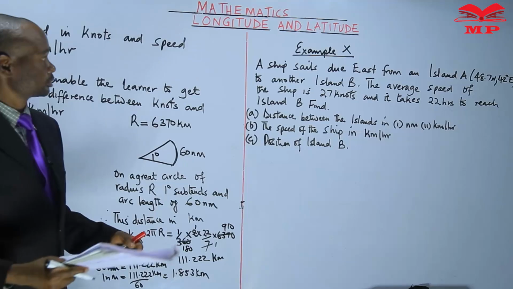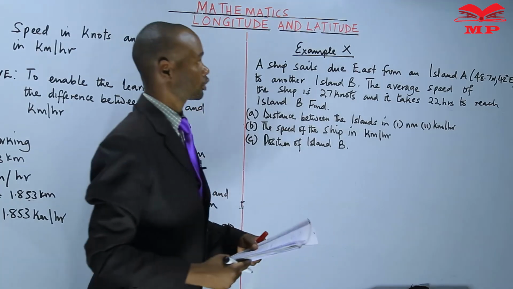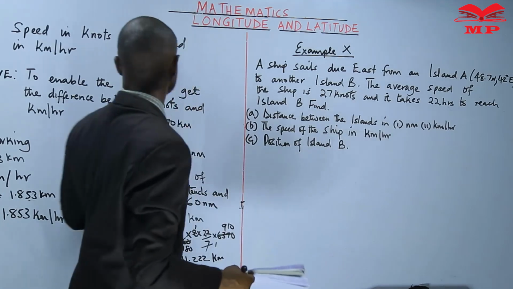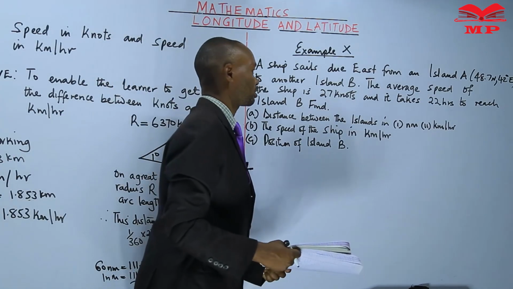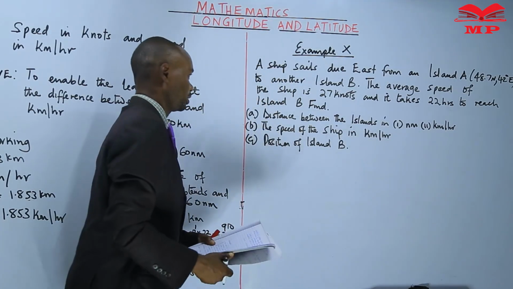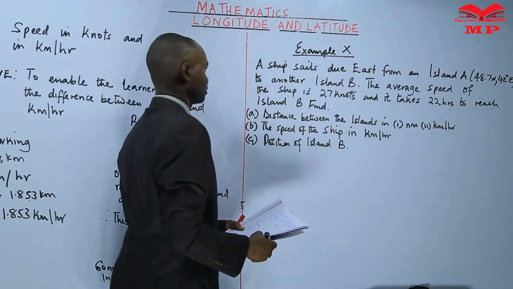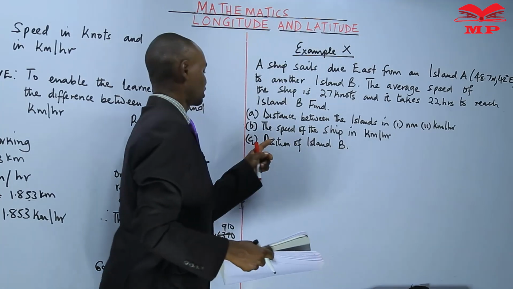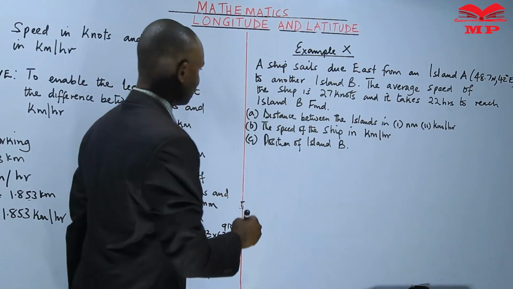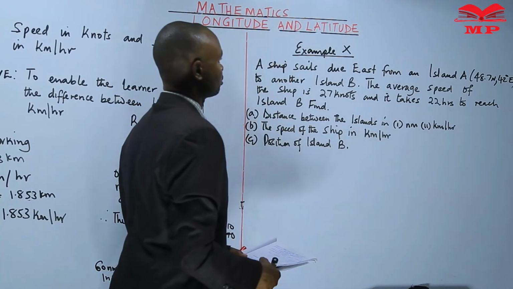So learner, that is the question. A ship sails due east from an island A, 48 degrees north, 42 degrees, to another island B. The average speed of the ship is 27 knots, 27 nautical miles per hour, and it takes 22 hours to reach island B. Find (A) the distance between the islands in nautical miles and in kilometers, (B) the speed of the ship in kilometers per hour, and (C) the position of island B. In short, they are asking you for that.